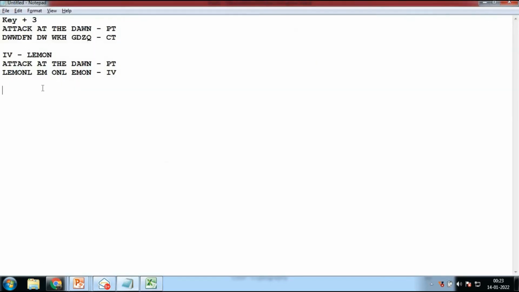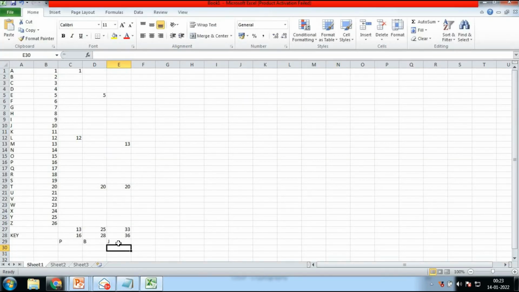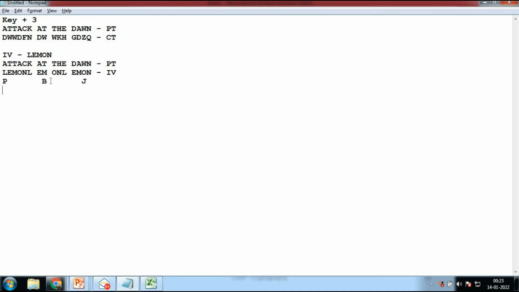If you actually see, even the DWW is not DWW, it's PBJ. Now the monoalphabetic cipher, where A is always D and T is always W, becomes a polyalphabetic cipher with the introduction of the initialization vector.